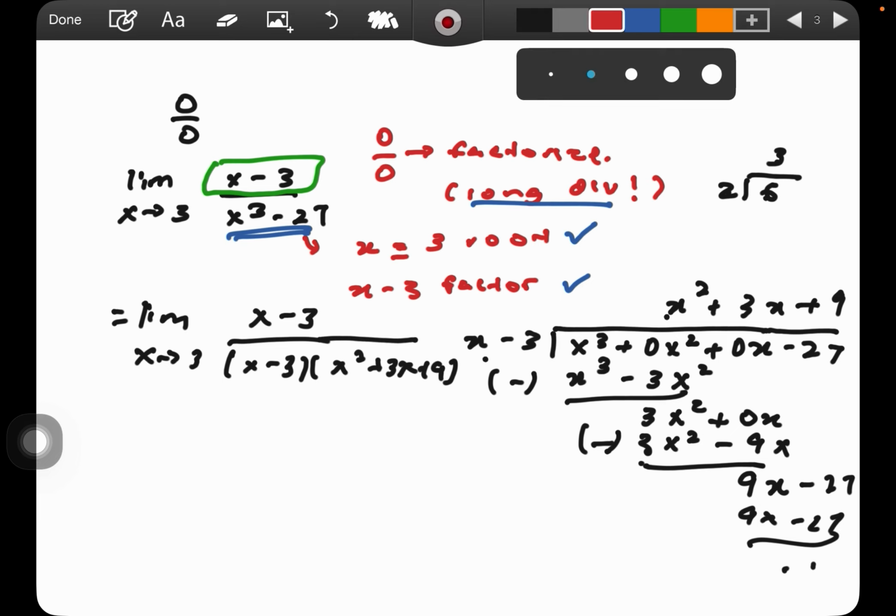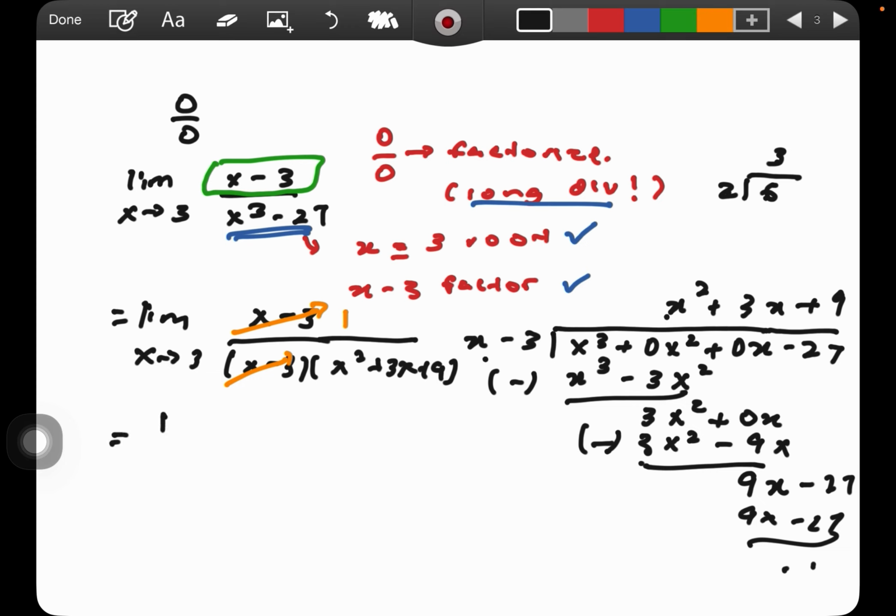Okay, normally a lot of students make careless mistakes like this. Look at the top, there is x minus 3. Already cancelled. Please take note, at the top, you still got 1. A lot of students, what they do is they forget to put the 1 and suddenly the fraction disappears. So now you can evaluate. I write this down again: 1 over x square plus 3x plus 9.